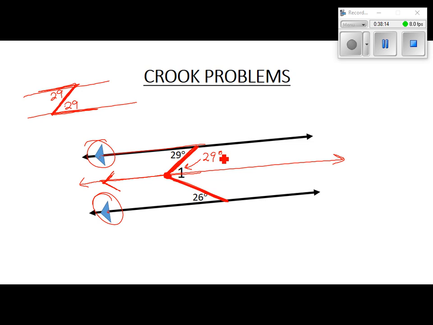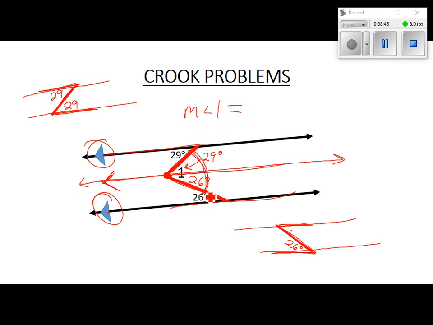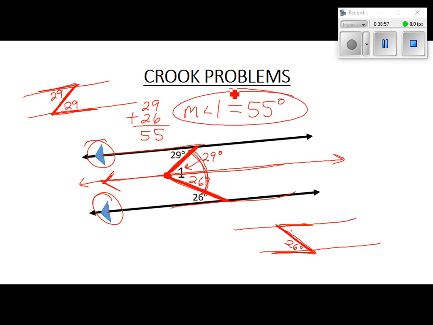And if we split off the bottom two, so this line and this line, and use this as the transversal, we know that this angle is 26 degrees. Well, again, this angle right here and that angle are alternate interior angles, so they have to be congruent. That means this has to be 26 degrees. And to find the measure of angle 1, all we got to do is put those two together. So 29 plus 26, and that comes out to be 55 degrees. So the measure of angle 1 has to be 55 degrees.